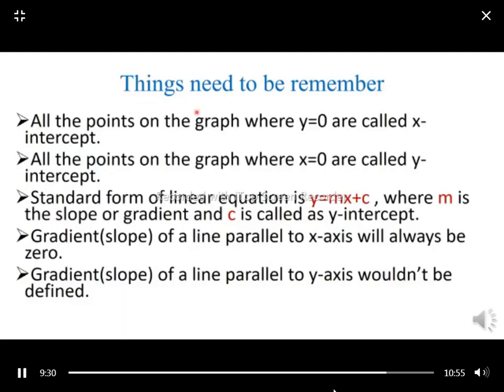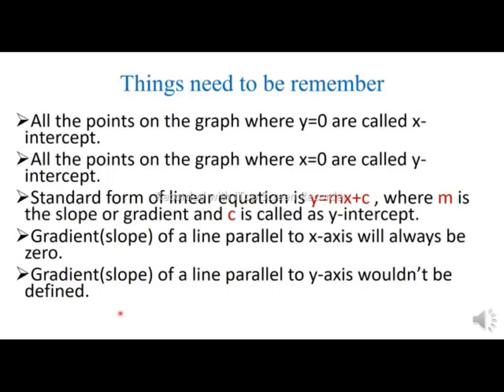Things that need to be remembered. First, all the points on the graph where y equal to 0 are called the x-intercept. Second, all the points on the graph where x equal to 0 are called the y-intercept. The slope of a line parallel to y-axis would not be defined, as we have checked in the last slide.